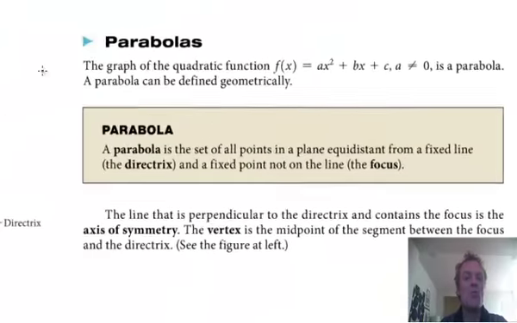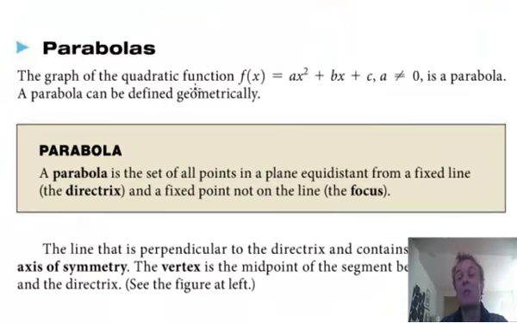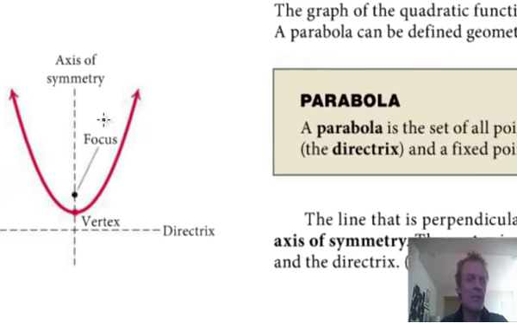Okay? Parabolas. Now these are graphs of the quadratic function. If we state it here, it sounds a bit of a mouthful, but look, a parabola is the set of all points in a plane equidistant from a fixed line, which we call the directrix. Get to learn that name. And a fixed point not on the line, the focus. Well, here it is.